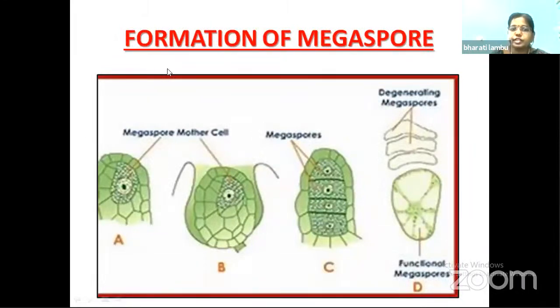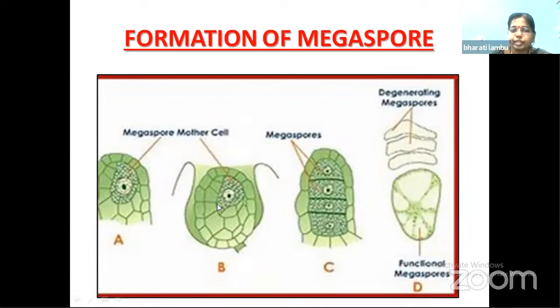Now we'll see the formation of the megaspore. Megaspore formation from the megaspore mother cell is called megasporogenesis. So this is the nucellus tissue. In the nucellus tissue, one cell near the micropyle will form the hypodermal cell or the megaspore mother cell. Inside it, dense cytoplasm with a prominent nucleus is present. So this forms the megaspore mother cell.